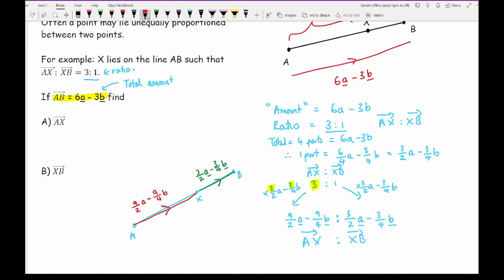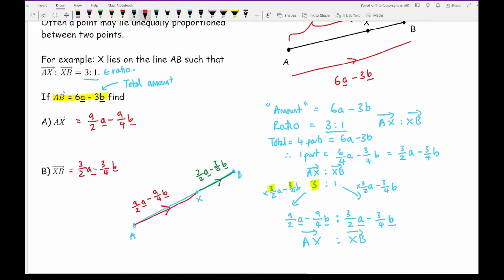And again, very good practice if you can underline those letters. So going back to our question, A to X is going to equal 9 over 2A minus 9 over 4B. Now, if you wanted to give the decimal equivalent, so 4.5 and 2.25B, then that's absolutely fine, as long as they're terminating decimals, then you should be all good. But I personally would leave it as a fraction. And then X to B is going to be 3 over 2A minus 3 over 4B.